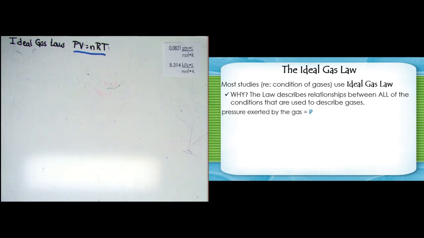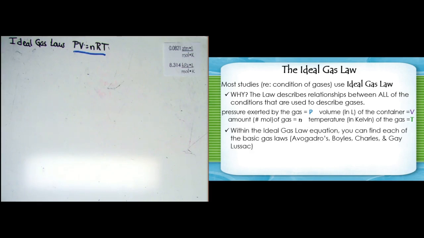All right, so again, pressure is exerted by the gas. We know that gases produce pressure because they collide with the walls of their container, since they fill the container. We need to talk about the volume of the container, which is in liters in the ideal gas law. The amount of gas is in moles, which is n. The temperature of the gas has to be in Kelvin. And then we have that thing called R. We'll talk about that in a moment.